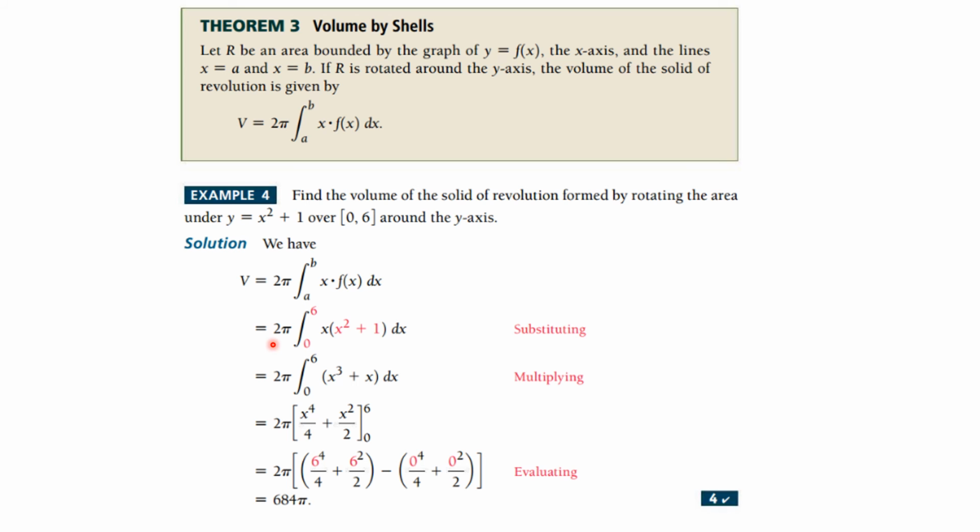So that is 2 pi. We're going from 0 to 6. And the f of x is x squared plus 1, but I'm multiplying by that x, and we're integrating dx. Now you do algebra here, I just distribute this, so I will get x cubed plus x. And now I'm going to integrate this. I add 1 to the exponent, divide by the new exponent. I use the fundamental theorem of calculus to evaluate that. So we evaluate it here, and we get that the exact answer is 684 pi, and that's volume.